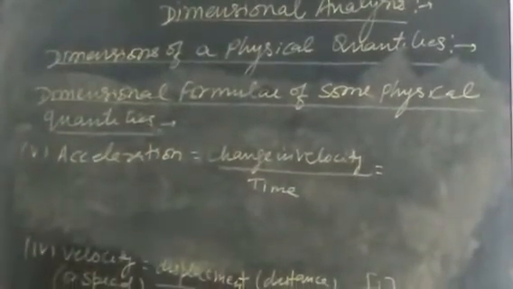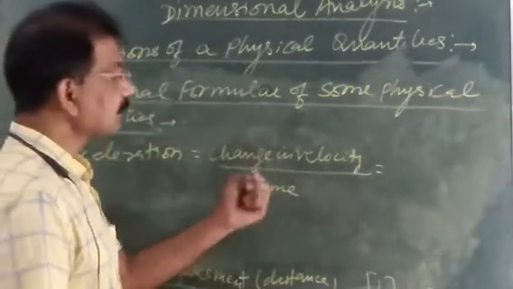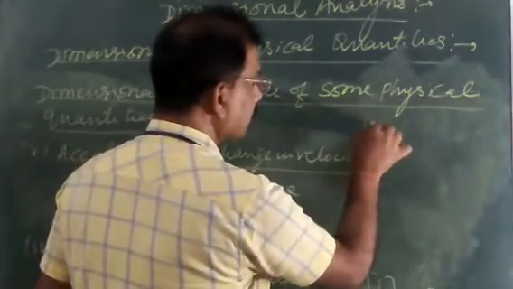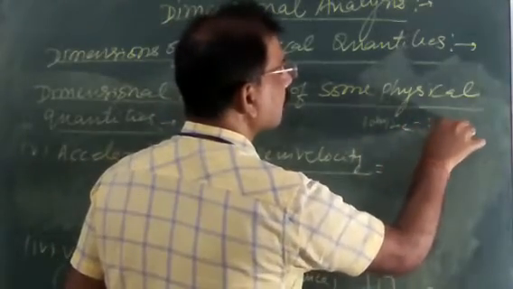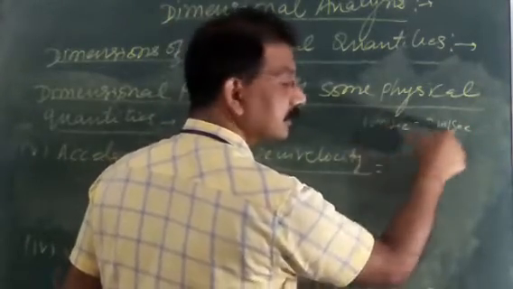And how can you write the dimensional formula for this one? Change in velocity means, what is the change? Suppose I am saying here 10 meter per second minus 2 meter per second. This one is a change.